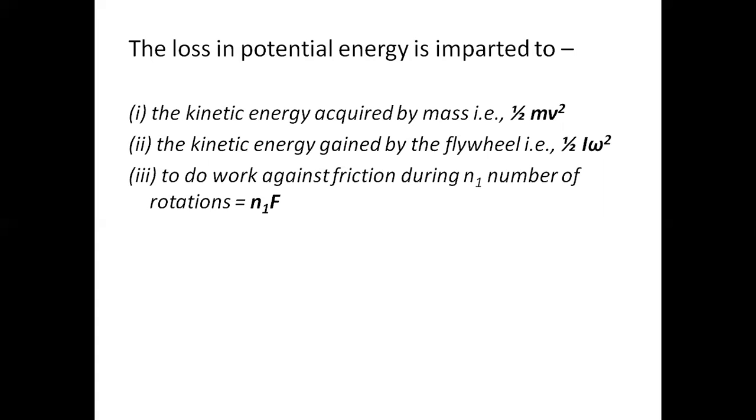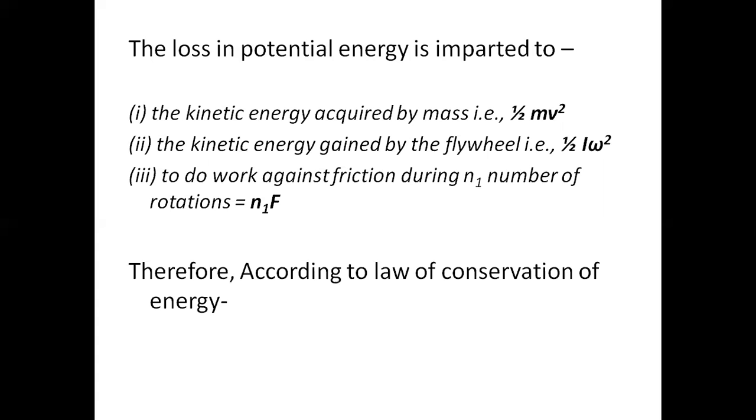Then according to the law of conservation of energy, the equation can be written as follows. Initially the mass has a potential energy mgh. As it descends, that potential energy gets converted into three parts, that is, mgh is equal to half mv square plus half I omega square plus n1 into f. Take this as equation 1.